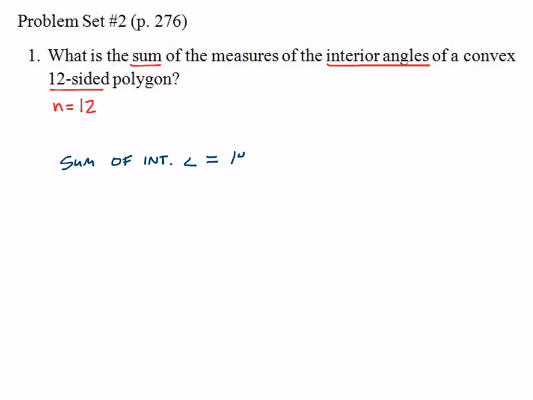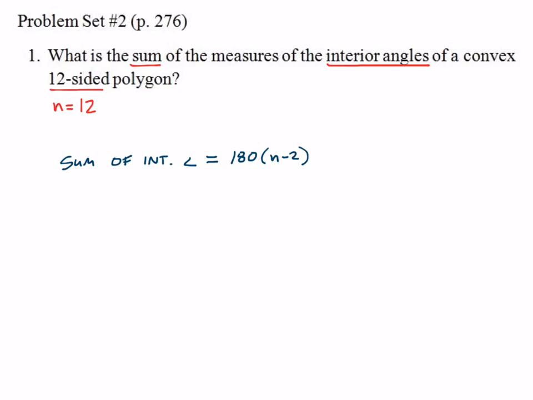And it was simply taking 180 and multiplying by the number of triangles that could be formed, and the number of triangles is going to be 2 less than the number of sides. You remember that when we had a polygon, if I divided it into triangles, I could then count the number of triangles, and of course it's 2 less than the number of sides.